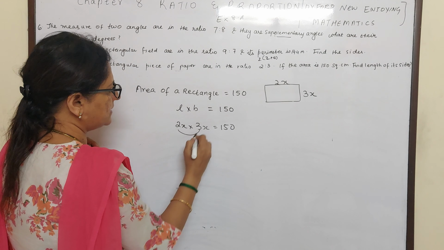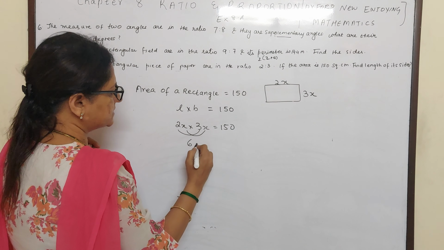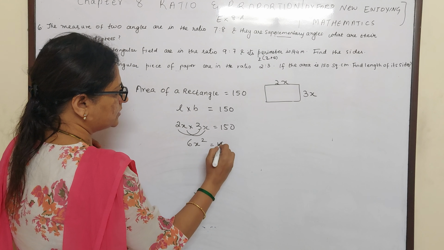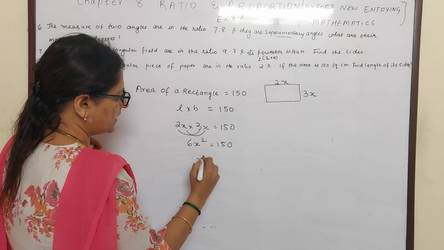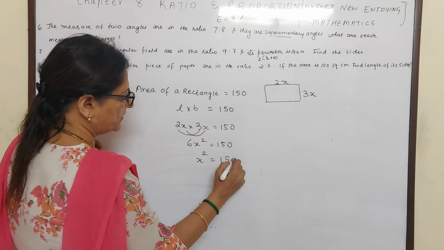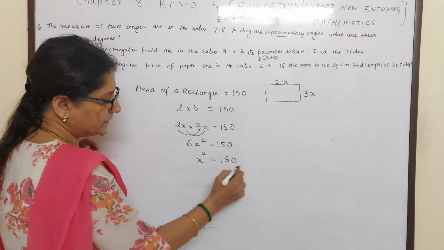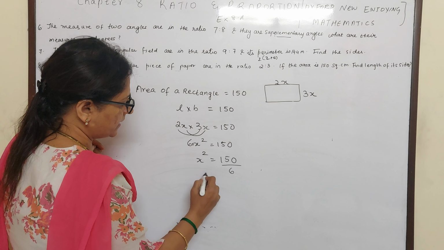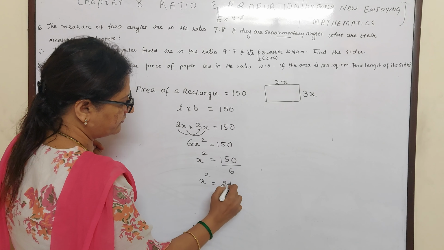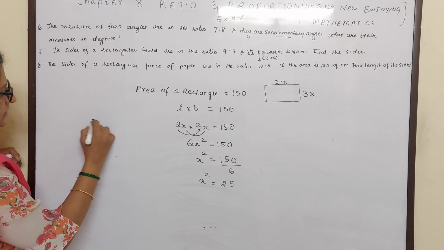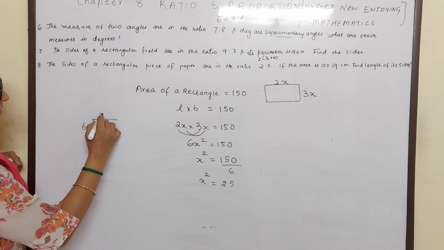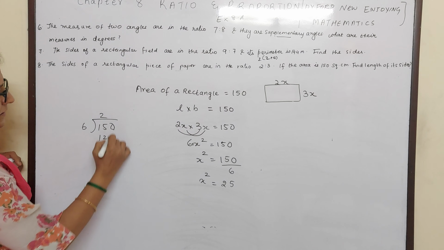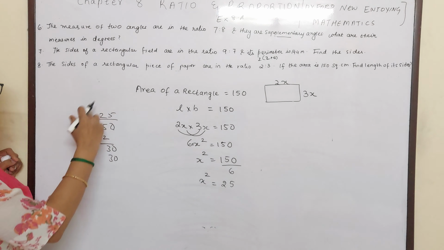So 2 3s are 6, x into x is x square, so 6x square is equal to 150. x square is equal to 150 by 6. When 6 comes here, what will it become? Multiplication comes here, it will become division. So x square is equal to 25. If you do long division, you will get 6 2s are 12, 30, 6 5s are 30. So 25 you will get.